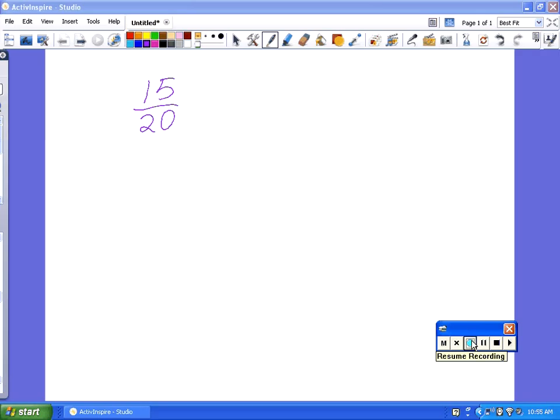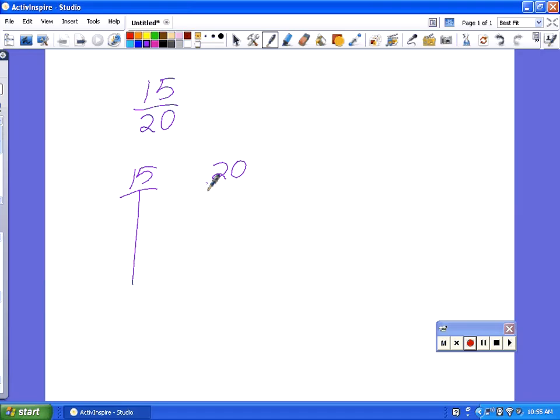Okay, so we have another fraction, 15/20. We could draw a picture and do groups that way, or we could just find the greatest common factor of 15 and 20. Can anybody tell me all the factors of 15? All the factors of 15. Dylan? 1 and 15 and 3 and 5.